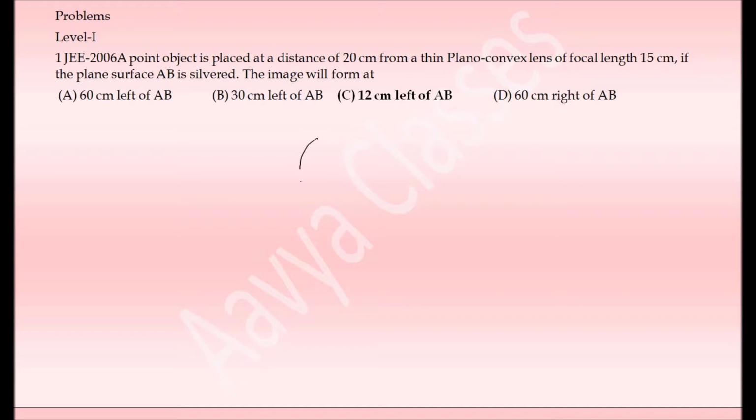So first we will draw the plano convex lens. So this is our plano convex lens, and the problem says that its plane surface AB is silvered. So this is AB and it is silvered. Now, the object is placed at a distance of 20 centimeters. So the object is placed at this point. So u is equal to 20 centimeter, and the focal length of this lens is 15 centimeter.